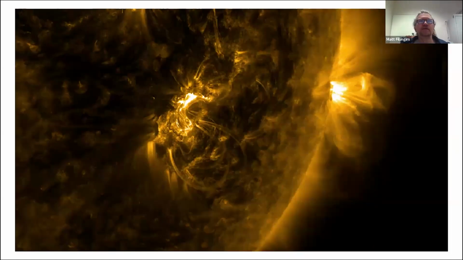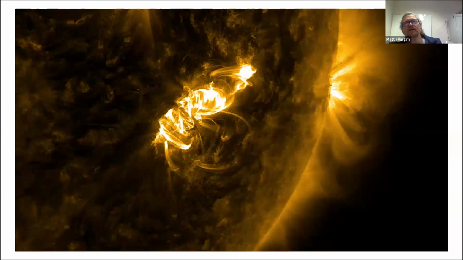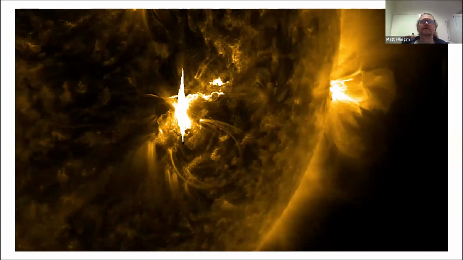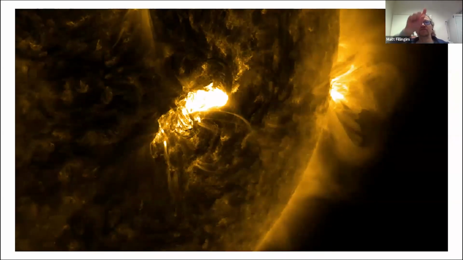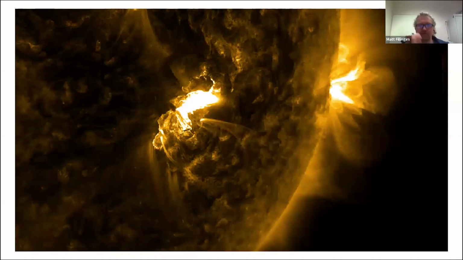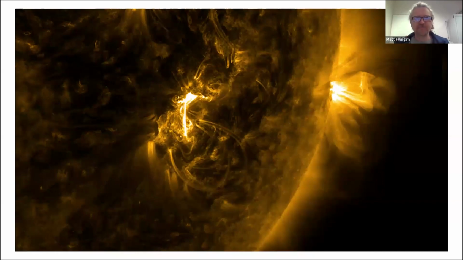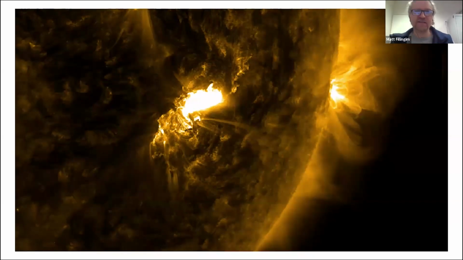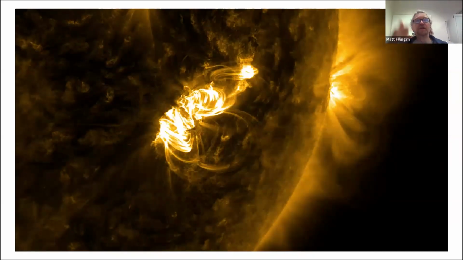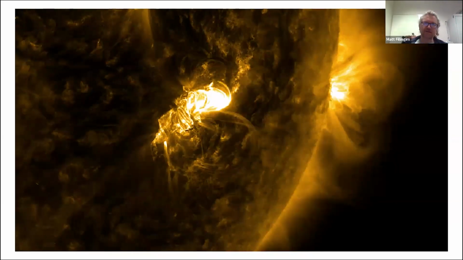And I have another little animation here. Here we go. So this again, looking in ultraviolet light, we can see the big loops, and you see that it gets really bright all of a sudden right in the center of the image. So that increase in brightness is what we call the solar flare. You have a big spike in brightness in ultraviolet light and X-rays. And we can see that it's associated with those big loops of magnetic field coming out of the photosphere.